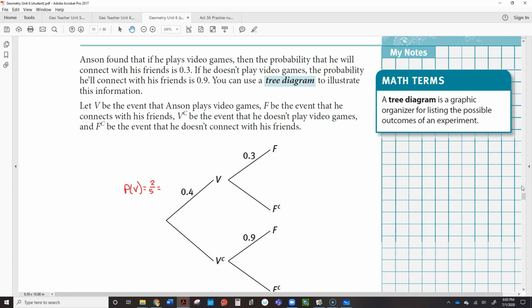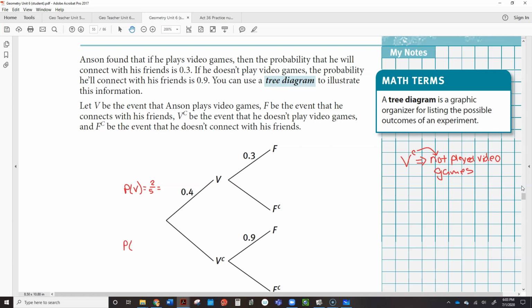Now remember, this notation right here is for the complement of. And this V^C means not played video games. That C right there is the complement of playing video games. The complement is just putting the word not. So this is played videos. This is not played videos.